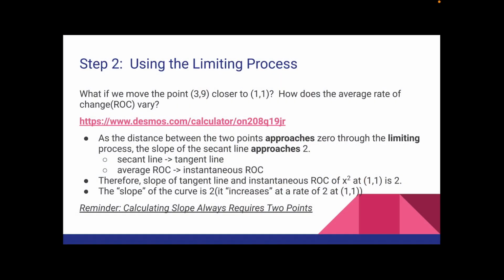The slide summarizes what I just mentioned. By using the limiting process to minimize the distance between the points, the slope of the tangent line could be found to be exactly 2, through finding the slope of the secant line and bringing the 2 points closer together. And once again, just as a reminder, we're still using 2 points to calculate the slope of the tangent line. It is just that the second point is so close to the first point that we could find the slope of the tangent line to be exactly 2 at x equals 1.